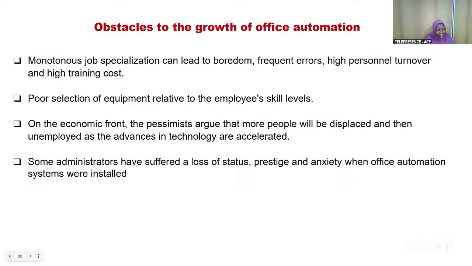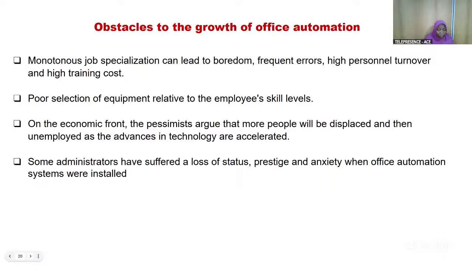The other 98 will revert back to their normal, traditional, hard way of doing things, which is not going to be beneficial to the company. Mind you, the company has already purchased this equipment and nobody is using it because their skill level is yet to be upgraded to make use of the equipment. This is another downside of office automation, if there's poor selection of equipment that could not match the skill level of the employees.